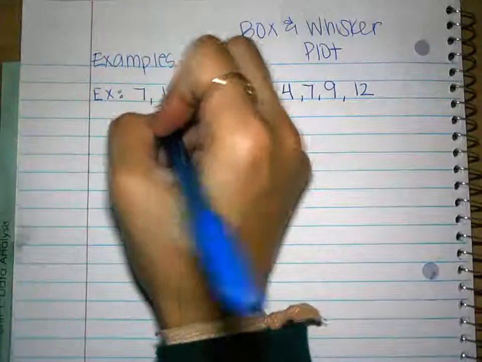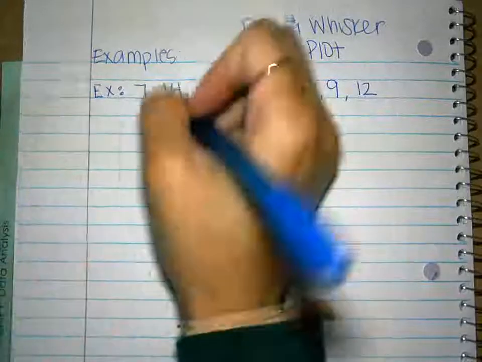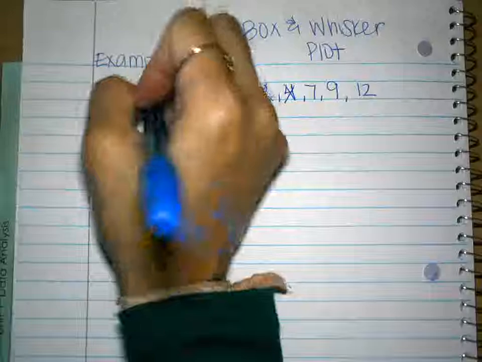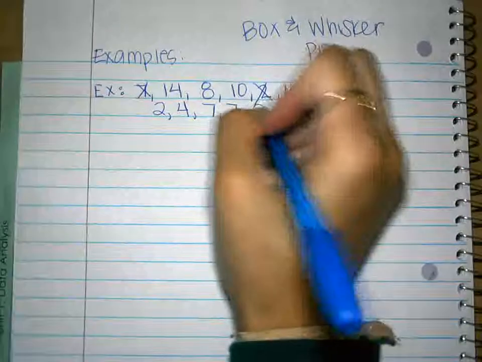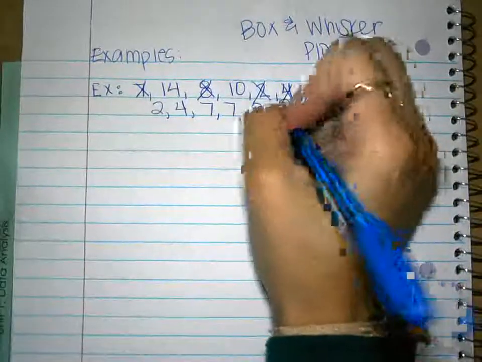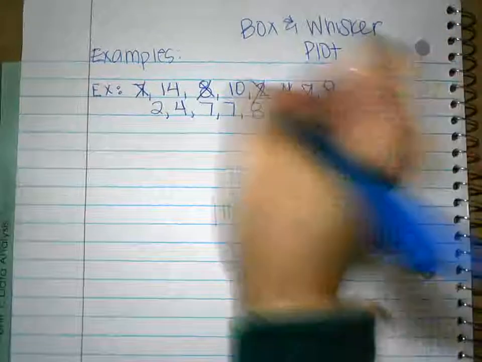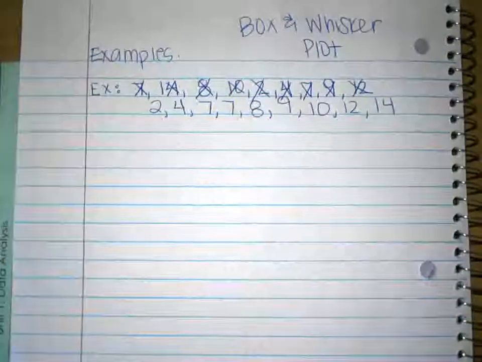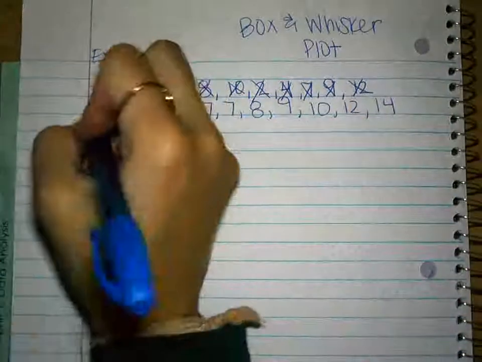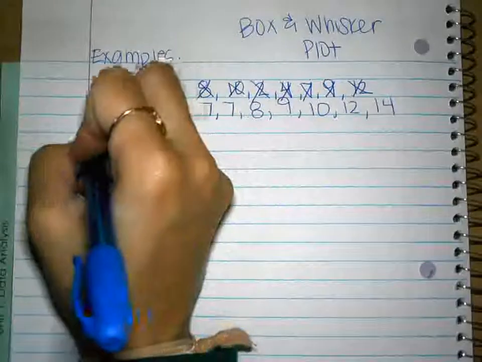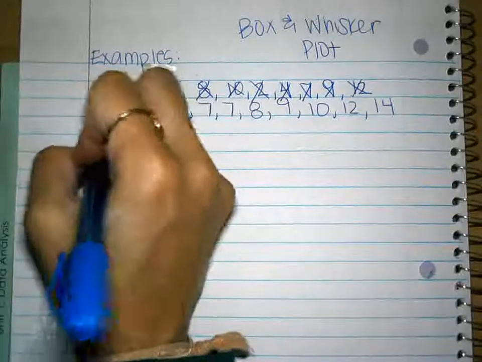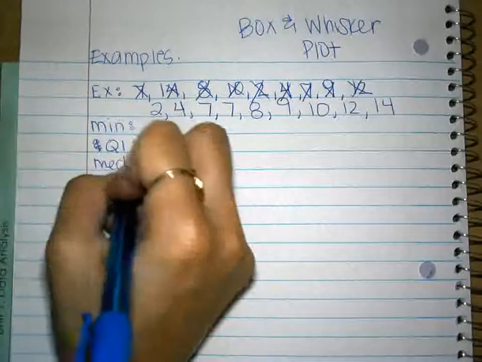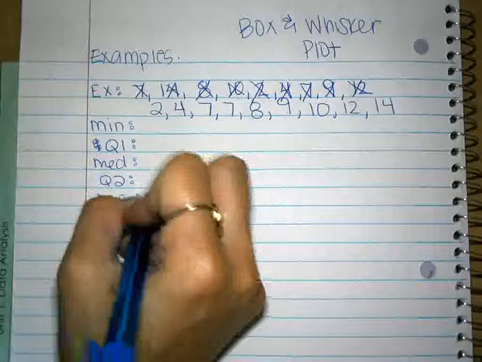So I'm going to go, I have a 2. I'm going to cross it out. I have a 4. I have 2 7s. I have an 8. I have a 9. A 10. A 12 and a 14. And now I have my numbers in order from least to greatest. I can then find my minimum, my first quartile, my Q1, my median, my Q2, and my maximum.